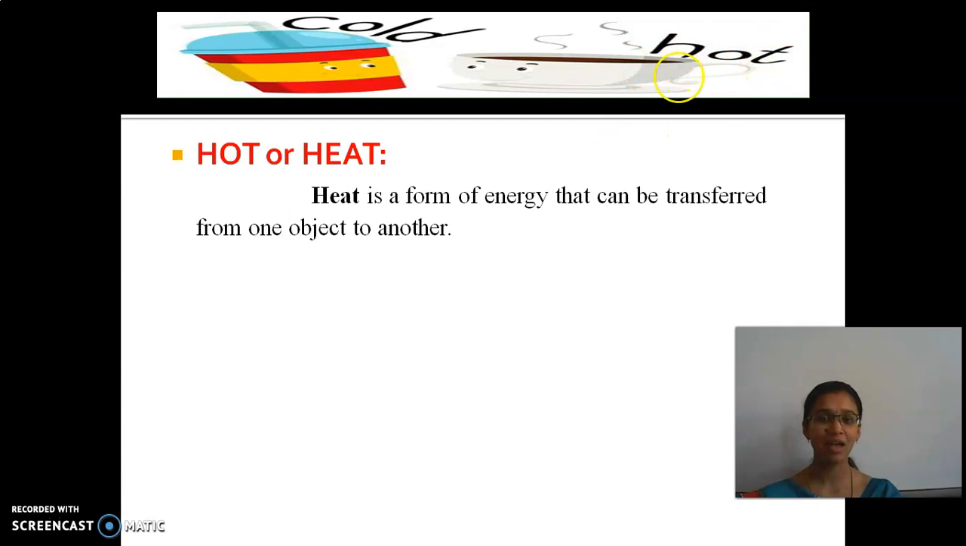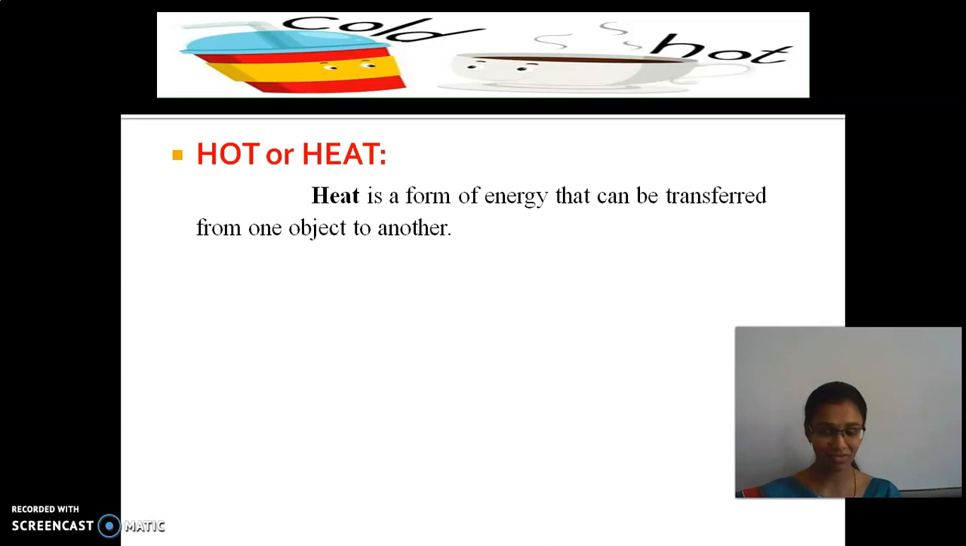So, heat is a form of energy. What do you mean by energy? We already learned about getting energy from food. So, what are the other sources of energy? Wind energy is there, the flow of wind. Water energy is there, the flow of water. And then solar energy, we get sunlight from them. So, heat is also one form of energy.